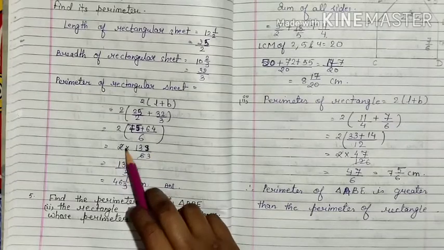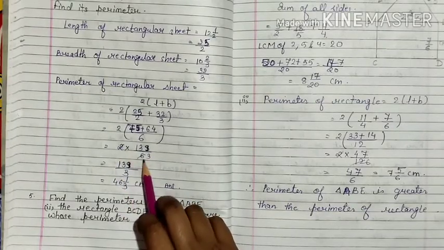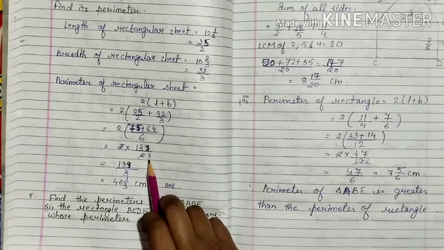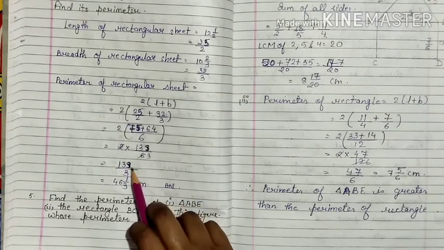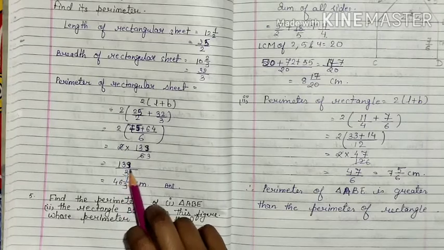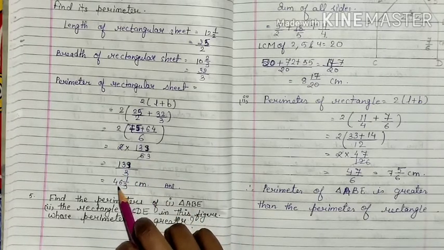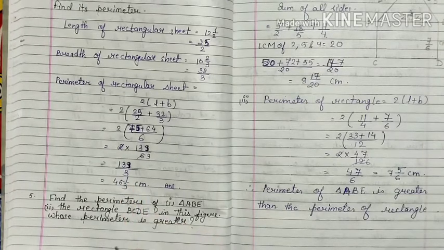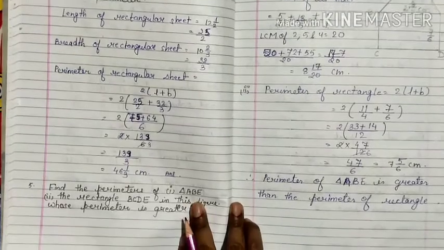So we can divide 2 ones and 2 threes. So it will be 139 by 3. And 139 by 3 can be changed in mixed fraction. Then the answer will be 46 1 by 3 centimeter.